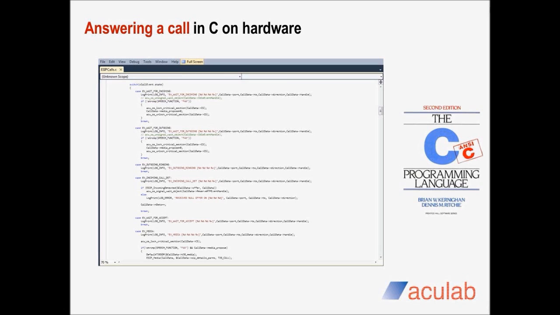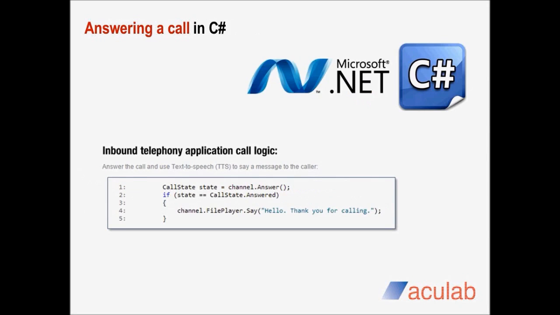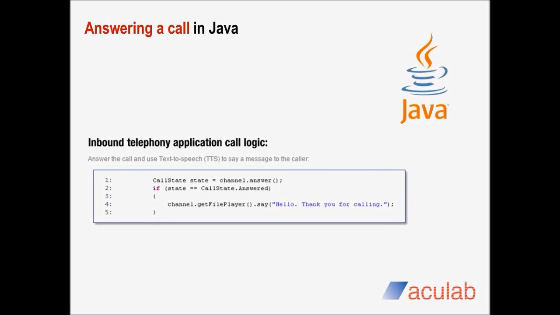So we've listened to our customers, and we understand that they need to go to market much quicker and write programs in a quicker fashion. So we've come up with some high-level application platforms. Whether it be Python, you can see answering a call has now become a matter of a handful of lines. .NET in C#, for example, is the same, as it is in Java as well.